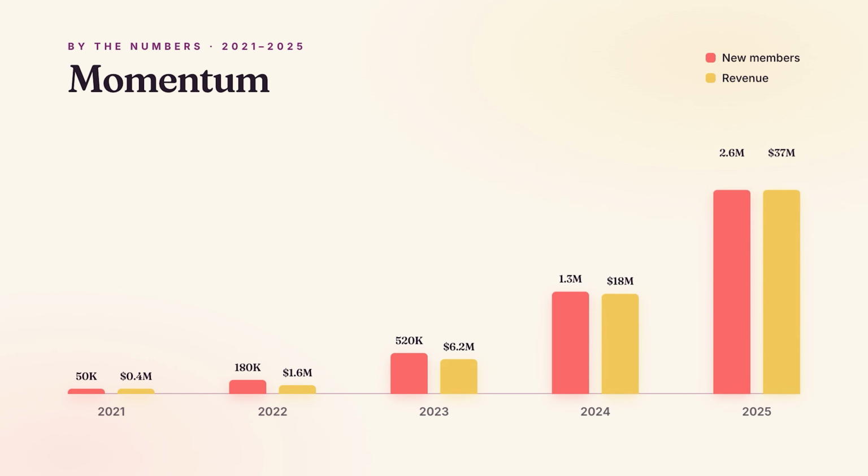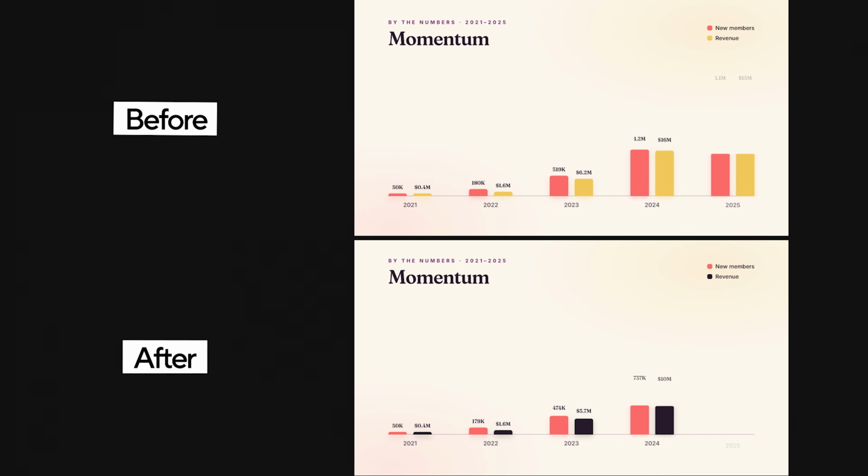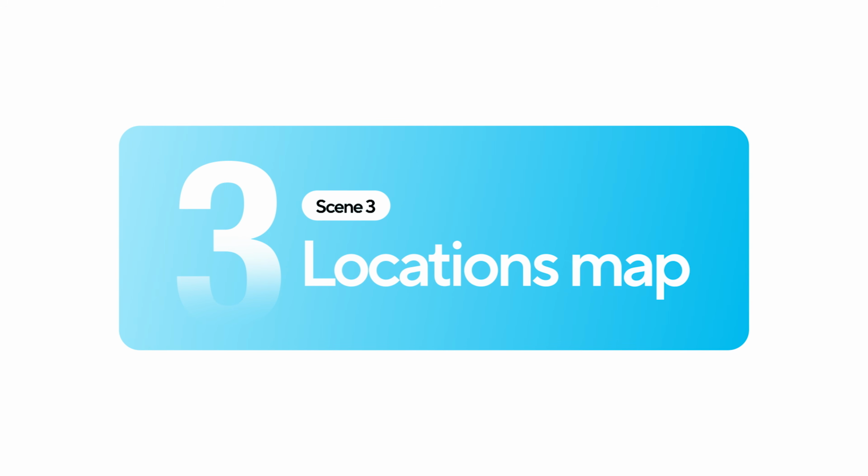And look at that. Notice what I didn't say. The colors. The design file handled those. I just described the motion. And if we want to change something, we just describe it. Maybe we tweak the color of the bar, or have them grow in a little bit slower, all in plain English. Next, let's try another dynamic scene using a map.